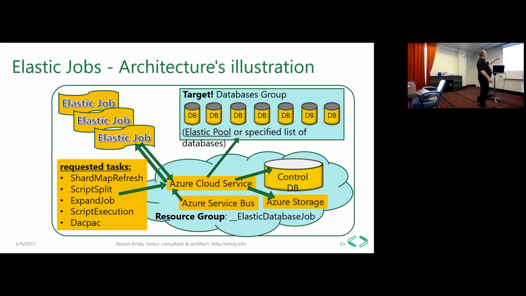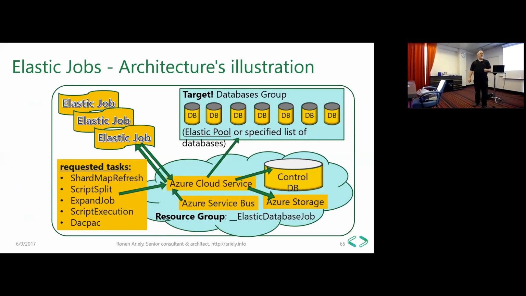Let's start from the upper right corner. Target. Target is a set of databases which we want to execute the job on. There are two targets that we can use at this time. First is elastic pool. If we select elastic pool as a target, all the databases inside the pool will be part of the target. The query will be executed on them.